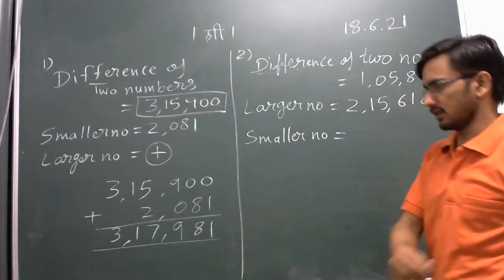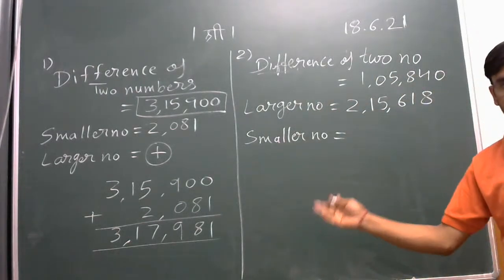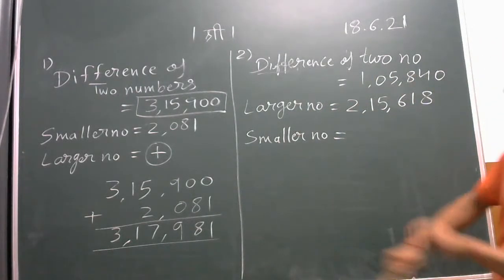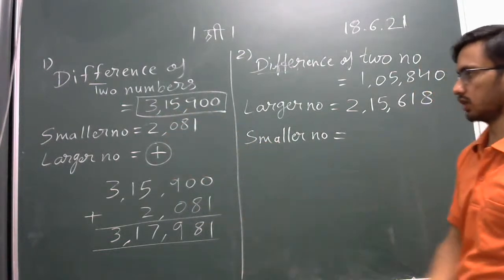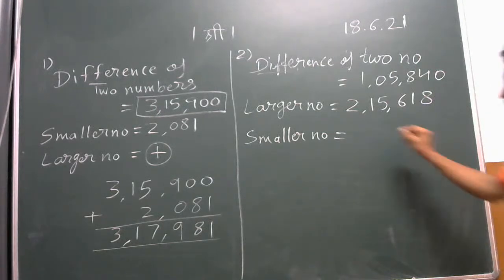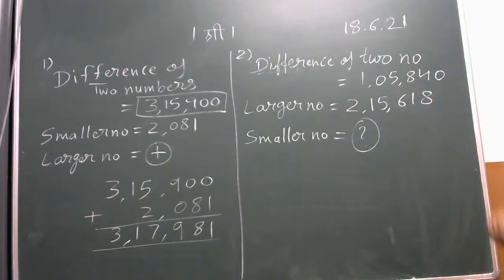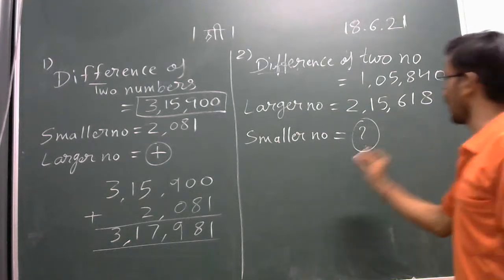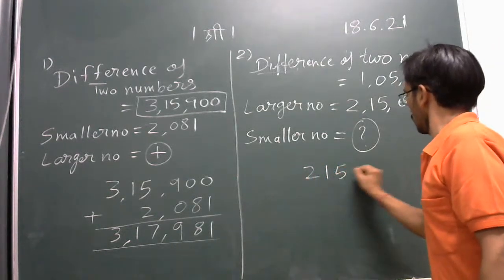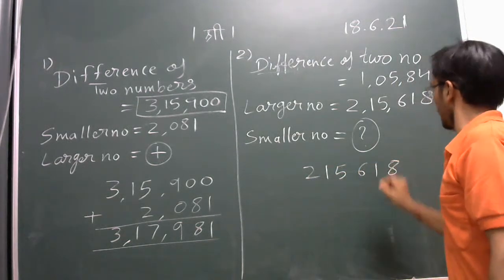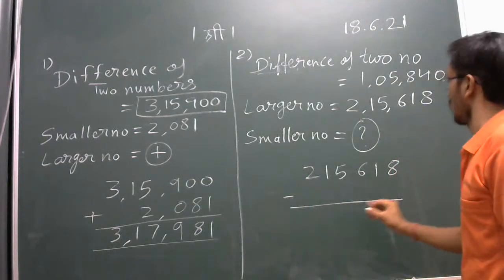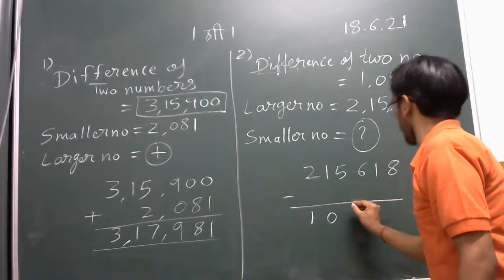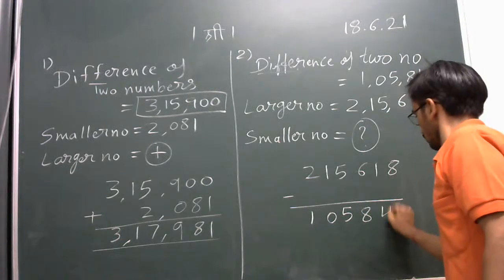Three lakh 17,981 is the larger number, for which the difference is 3,15,900 and the smaller number was 2,081. Now the thing is, how we may find the smaller number? If we have the larger number 215,618 and the difference 105,840.